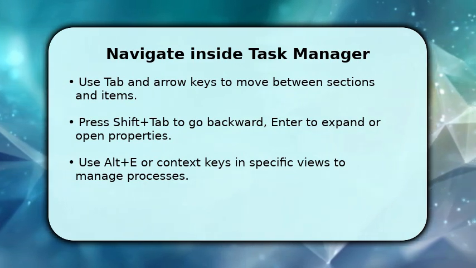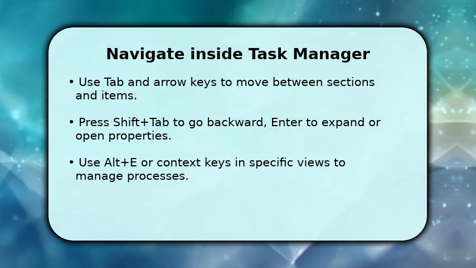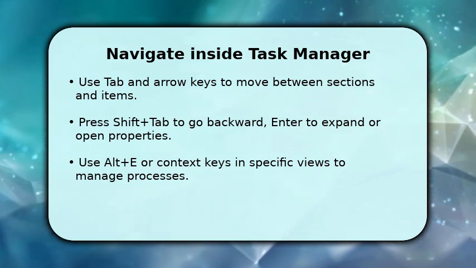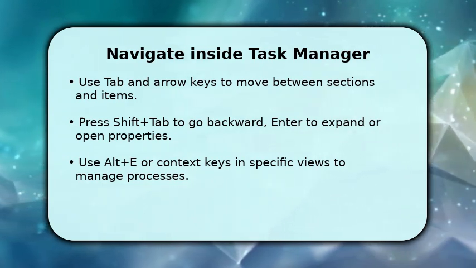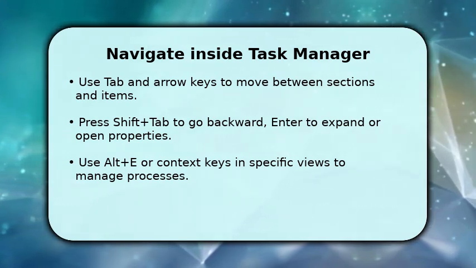Press Tab to move from the title bar into the main panes, then use arrow keys to select processes. Once a process is highlighted, press Menu or Shift plus F10 to open the context menu, and use arrow keys plus Enter to select actions like End Task or Go to Details.